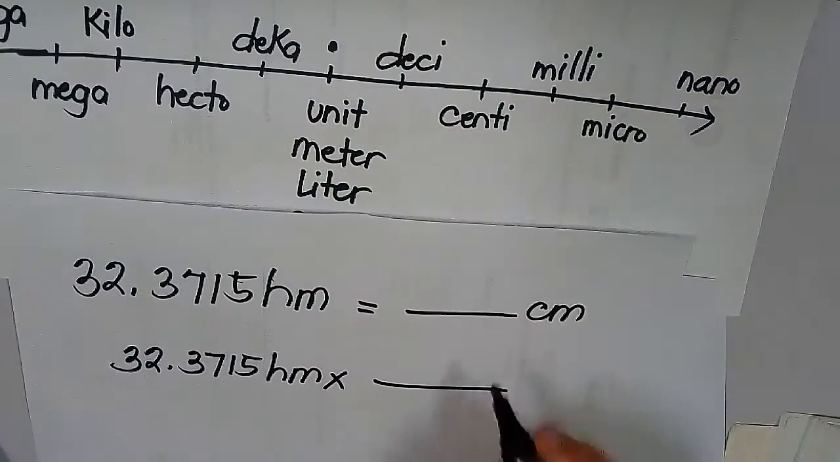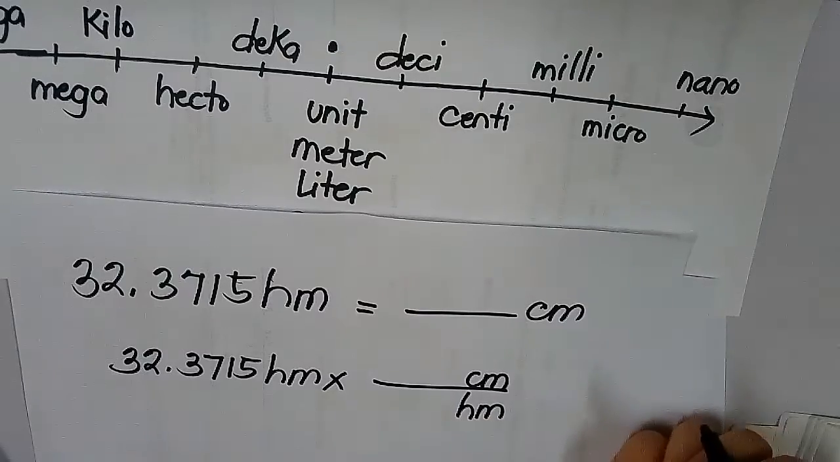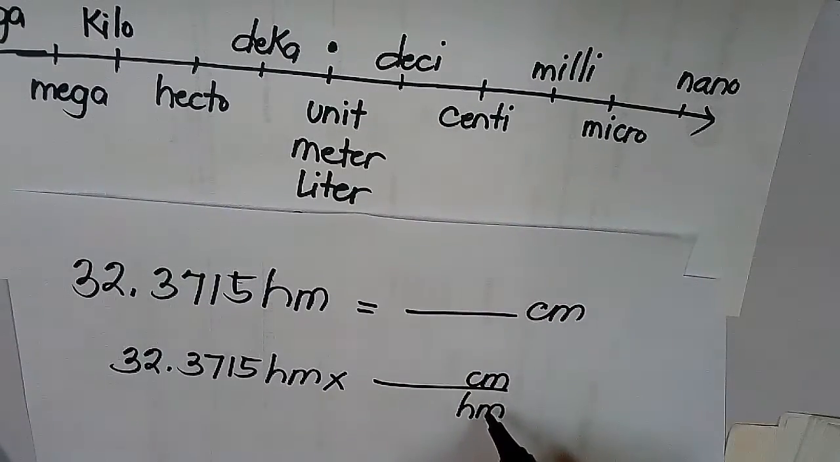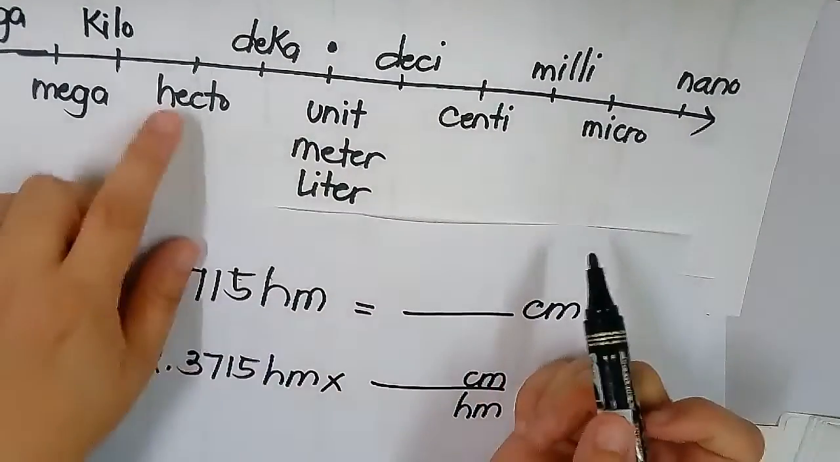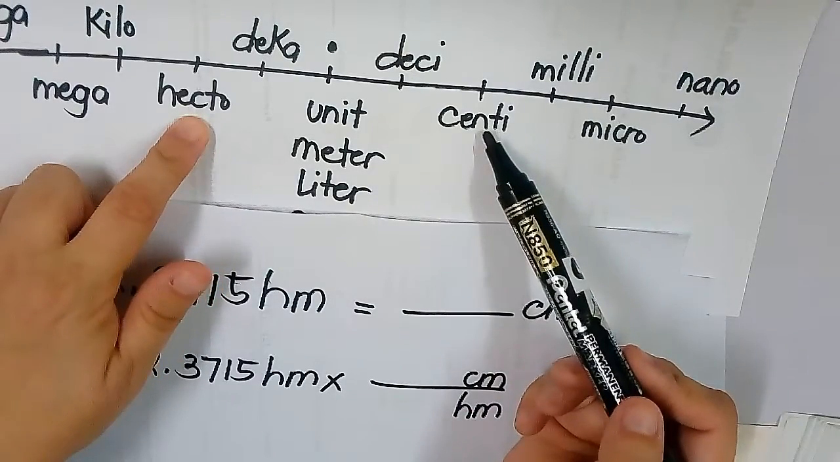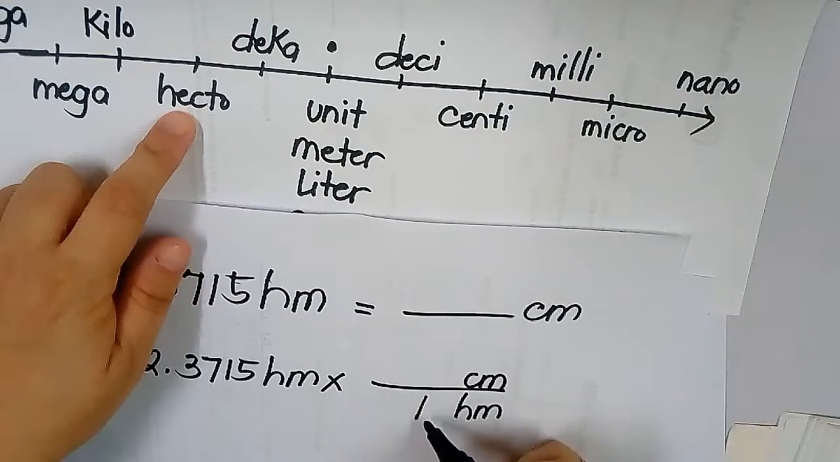So, automatic nandito siya sa baba, no? Tapos, si centimeter nandito siya sa taas. Okay? So, tingnan natin. Sino ba mas malaki? Si hectometer o si centimeter? In our number line, ang mas malaki ay si hectometer. Mas maliit ito si centimeter, no? So, ito ay, si hectometer ay 1.